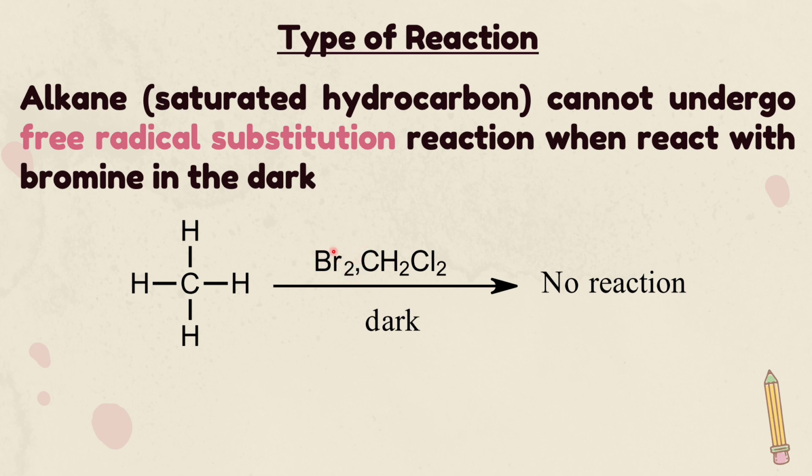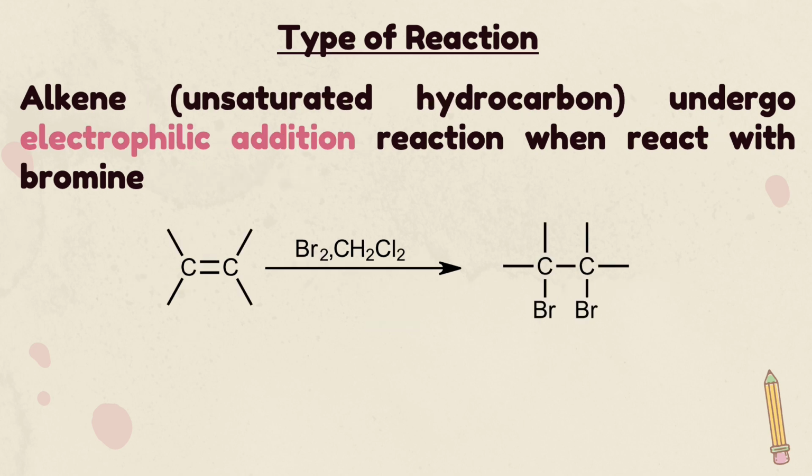Sebab the color of the bromine is a reddish brown. So when the reaction happens, reddish brown color of bromine will turn to colorless. So if the color of the reddish brown itu remain unchanged, that means there's no reaction happening. Okay, so for an alkene, the functional group in an alkene adalah carbon double bond carbon.